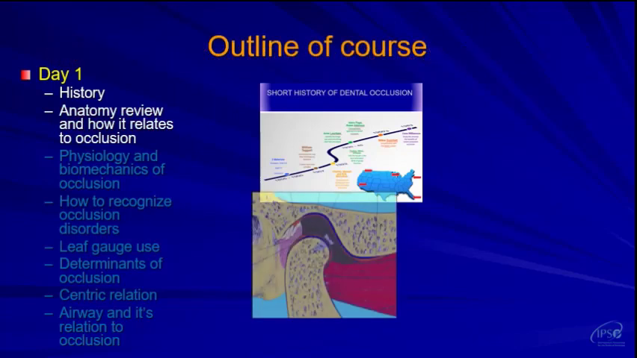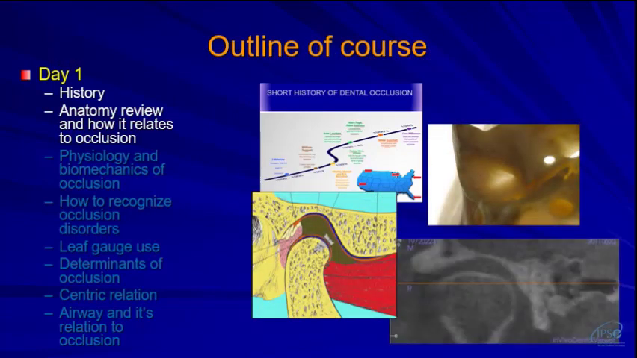Occlusion isn't just about how teeth fit together. It's about the interactions of teeth, the periodontium, the muscles, nerves, joints. So a review of the relevant anatomy and how it relates to occlusion is a good starting place.